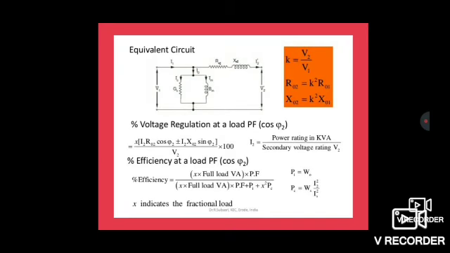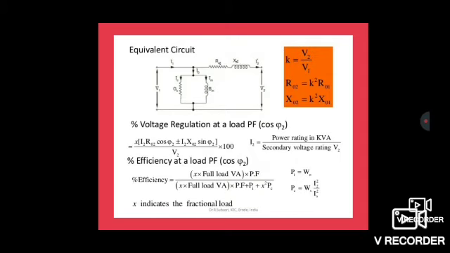The figure shows the equivalent circuit of the transformer referred to secondary, where K is the voltage ratio V2 divided by V1, R02 equals K squared R01, X02 equals K squared X01. Percentage voltage regulation at a load power factor cos phi 2 is given by x into I2 R02 cos phi 2 plus or minus I2 X02 sin phi 2 divided by V2, into 100, where I2 is the power rating in VA divided by secondary voltage rating V2.